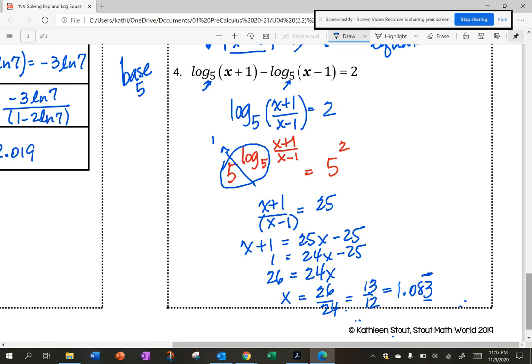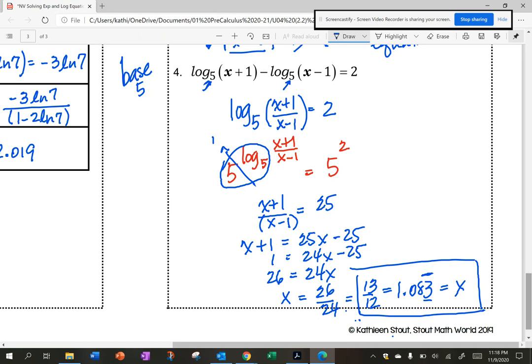And I need to verify in the original equation, so 1.083. So x plus 1, that'll give me a positive number, and x minus 1 will give me a positive number. So it checks out. So I could either show this exactly as a fraction or as a repeating decimal. Either one works, but I want to show it exactly.